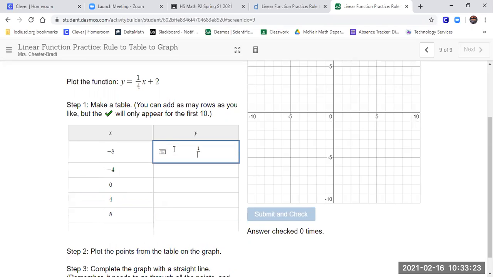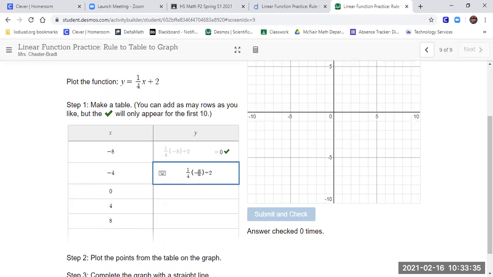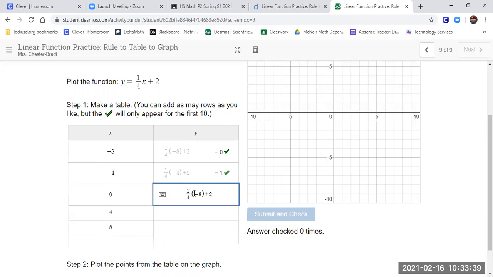So 1/4, negative 8, plus 2. And then I highlight it once it gives me the check mark. And I go change, right? So I keep getting check marks. You are not to do any equation but the one that I'm doing with you right now.